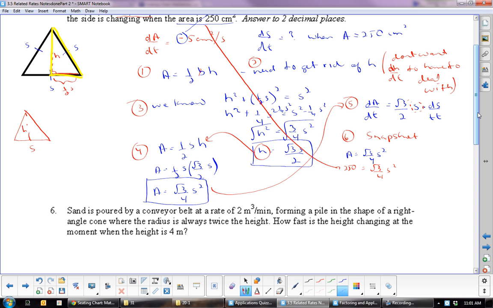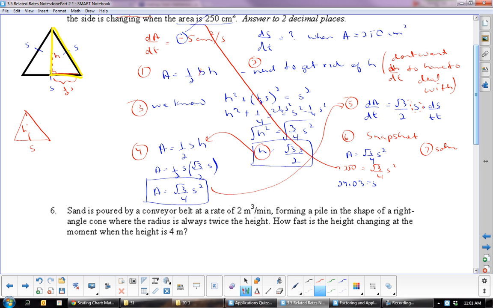Okay? 4 will come up to be 1,000. 1,000 divided by root 3, and then square root it. Get what? 24.03 equals S. Okay, now we got S. Let's solve.